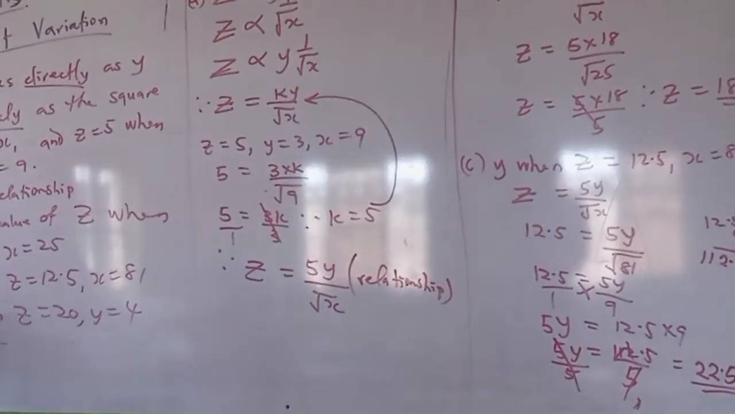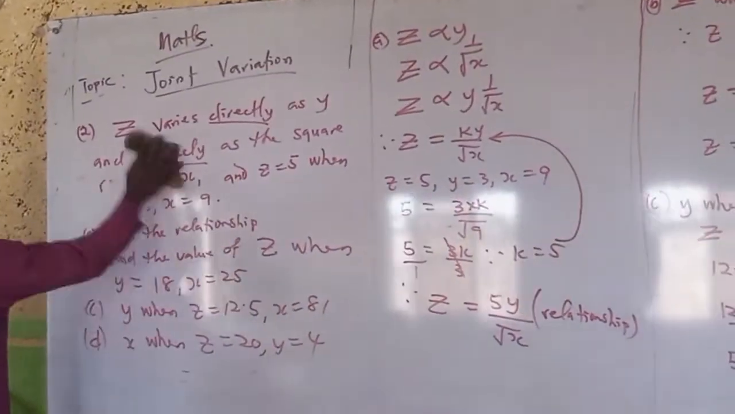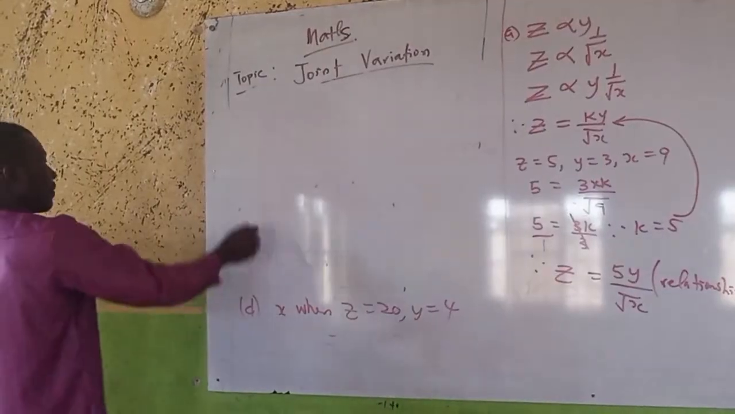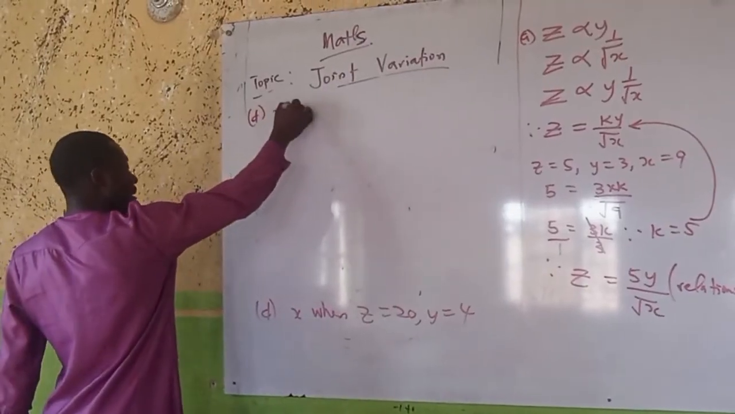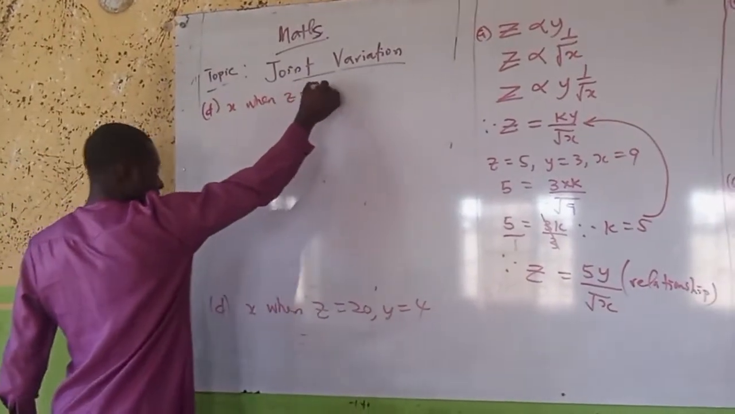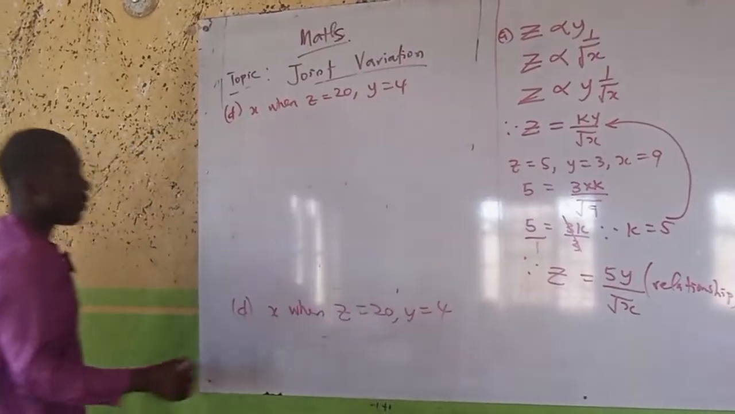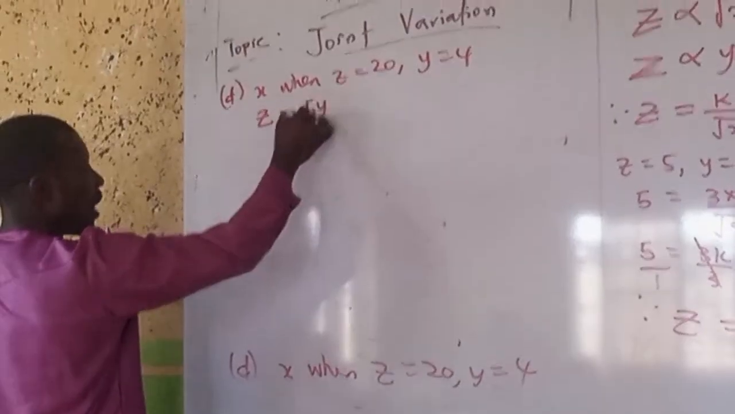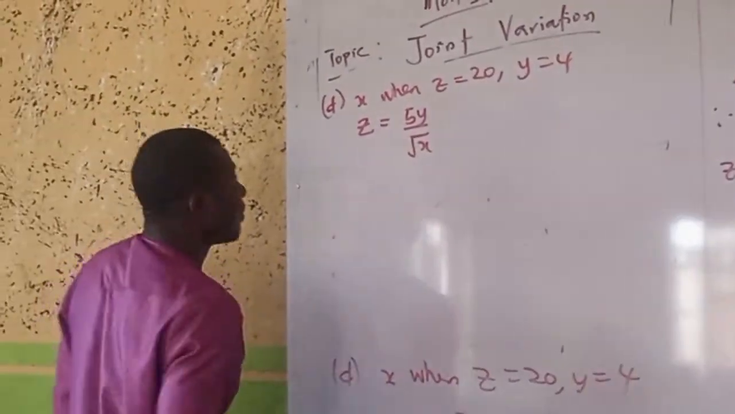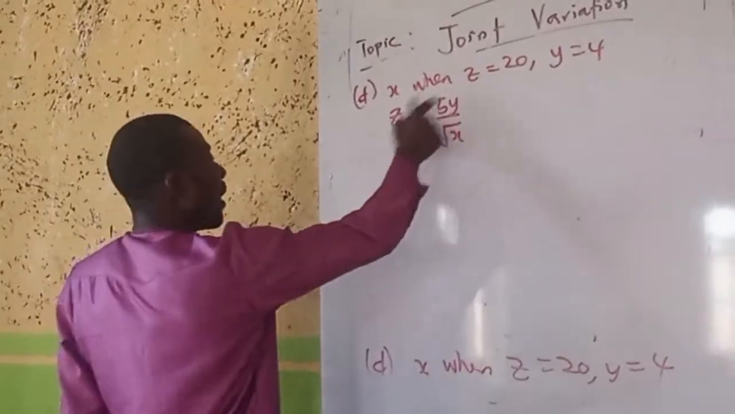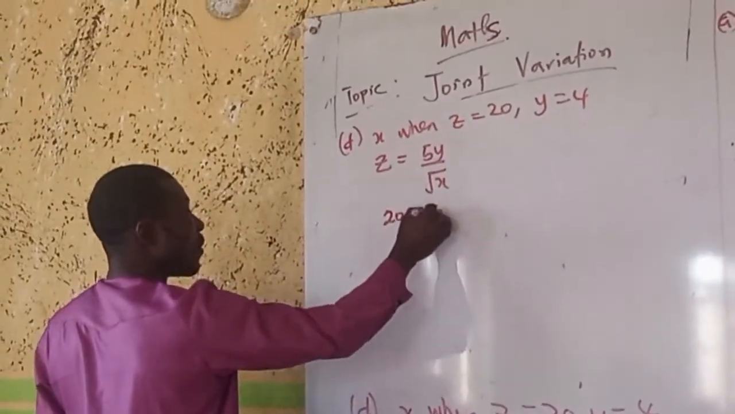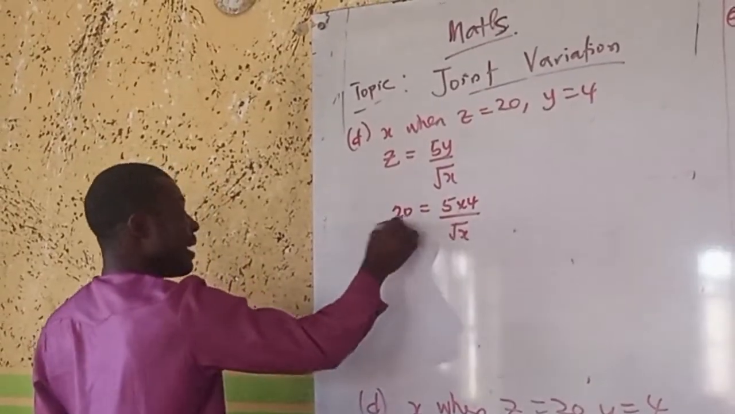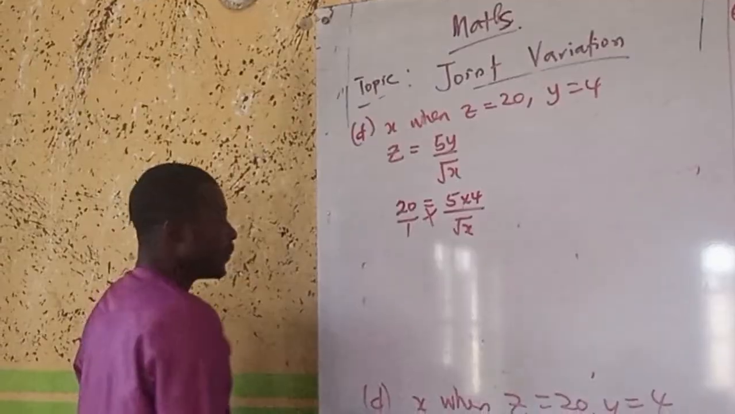And the last question, that is question D, we should look for x when z equals 20 and y equals 4. We should not forget our relationship, which says z equals 5y over square root of x. At this point, we have 20, which is our z, equal to 5 times y, which is 4, over square root of x. This is over 1. Let's cross multiply.